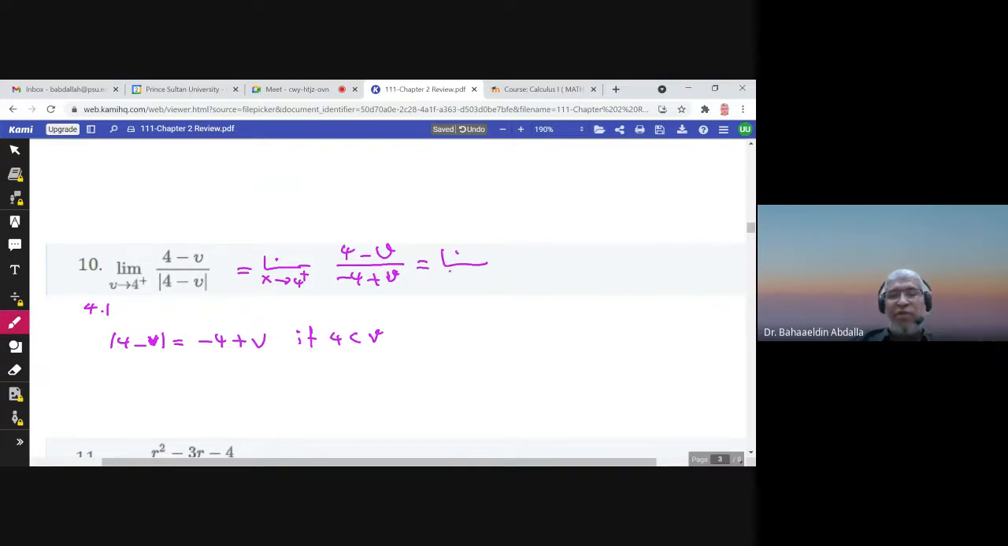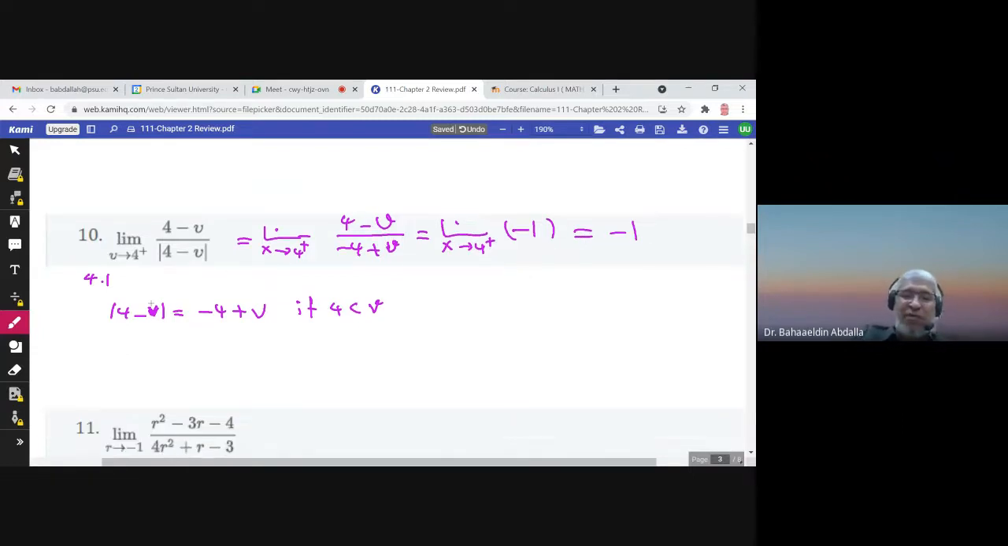And the difference between 4 minus v and negative 4 plus v is a negative sign. You can take negative as a common factor, so I'll have negative 1 here. You can cancel these two and get a negative 1. And the limit of negative 1 would be negative 1. So this limit is negative 1.